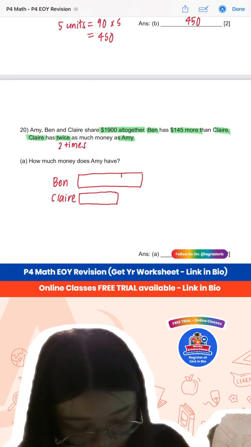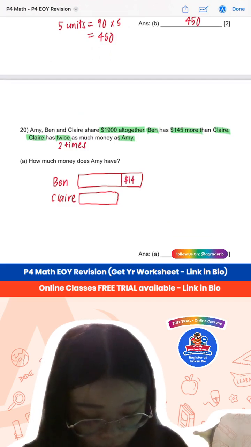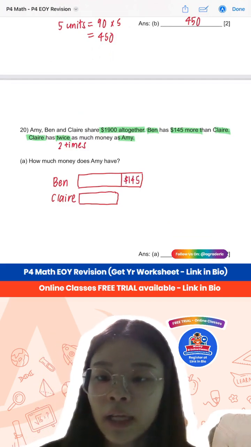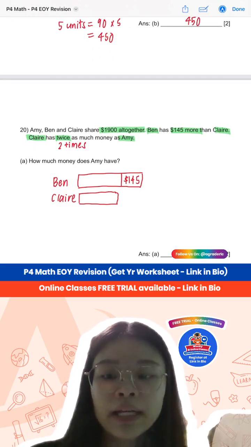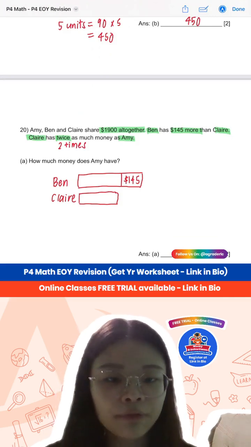We cut it out. The extra portion represents 145. Oh, so some of you already say Ben is 2 units plus 145. So where did the 2 units come from?